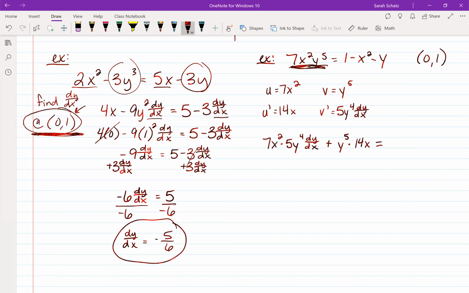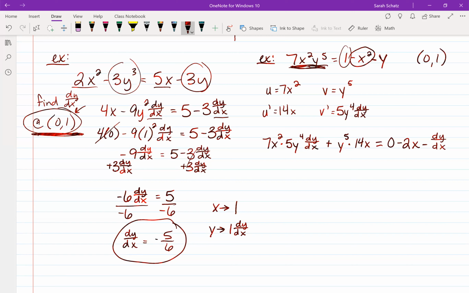Then on the other side, it's just regular power rule and stuff like that. I have a 1, take the derivative, that turns to a 0. I have minus x squared, that's going to become minus 2x. And then you have minus y. Sometimes when it's y by itself, you kind of forget how to do the derivative of that. Remember, if you have x, the derivative of x is just 1. Well, the derivative of y is just 1 also, but because it's a y, you get that dy dx in there. So this minus y, when you take the derivative, is just minus dy dx.